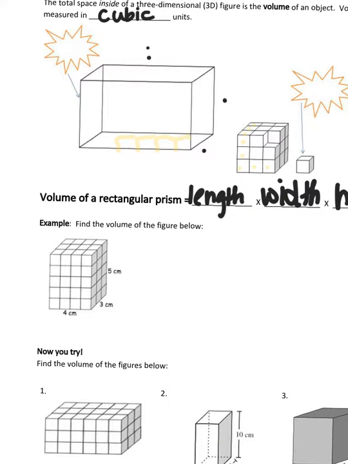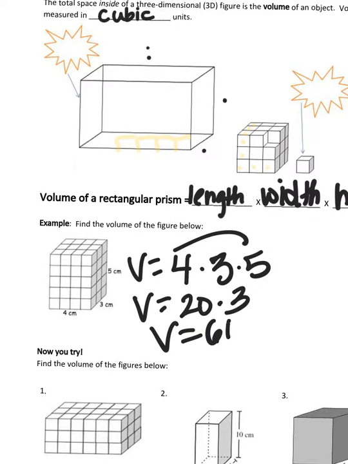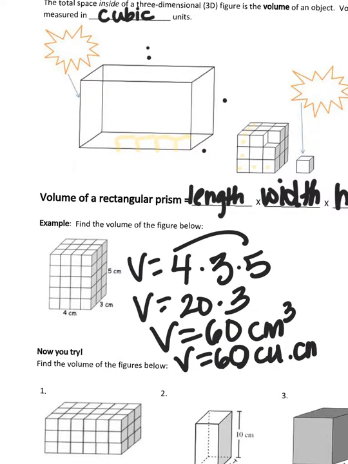So in this figure below, you've got 4 times 3 times 5. Well, let's do this the easy way. 4 times 5 is 20, times 3 will be a volume of 60, and you can either write it centimeters cubed or 60 cubic centimeters.